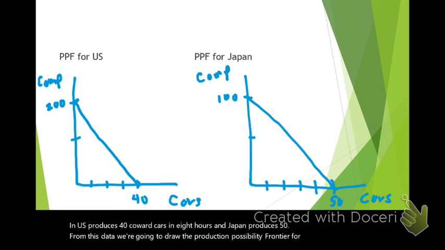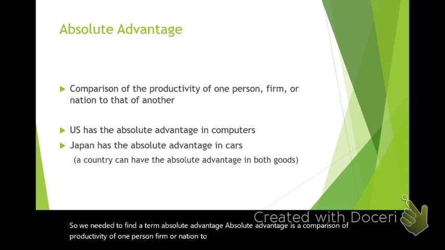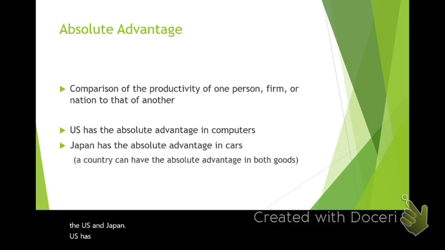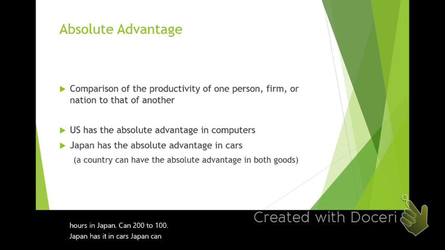So we need to define a term, absolute advantage. Absolute advantage is the comparison of productivity of one person, firm, or nation to that of another. Here we're comparing two nations, the U.S. and Japan. The U.S. has the absolute advantage in computers. They can flat out produce more computers in 8 hours than Japan can, 200 to 100. Japan has it in cars. Japan can produce 50 cars, the U.S. 40. So each country in this example has an absolute advantage in one of the goods.